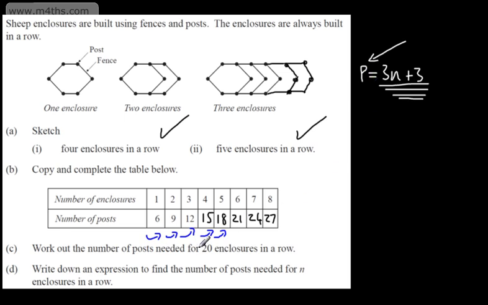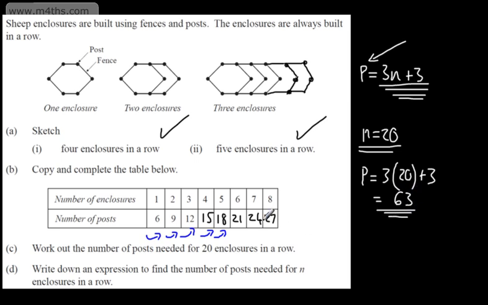So if we go back to answering this question, as I said, all we would do at this stage is add 12 lots of 3 because we want 20 in a row. But for this, we could write that n was equal to 20. So we'd simply substitute that in, and the posts would be 3 lots of 20 plus 3. So that's going to give us 60 plus 3, which is 63. And you can see it's exactly the same as adding 12 lots of 3 on, which is going to give us 36.